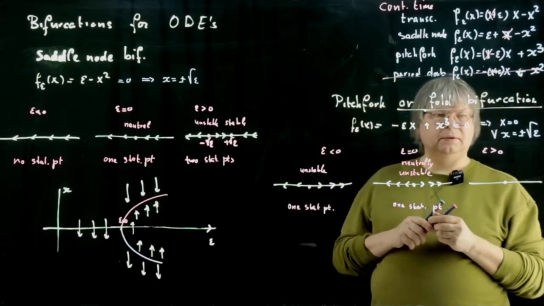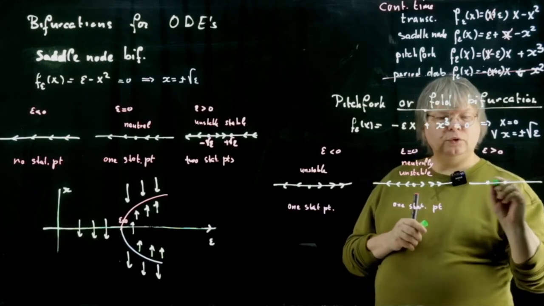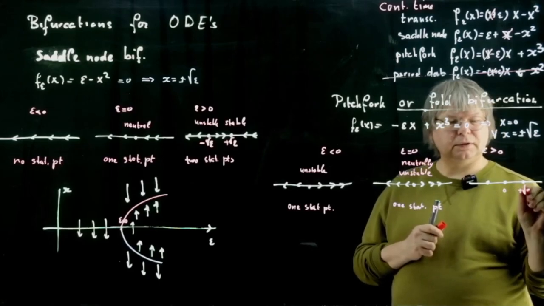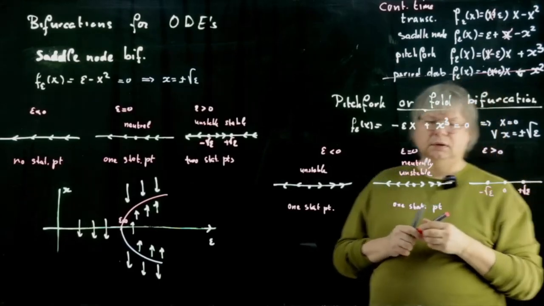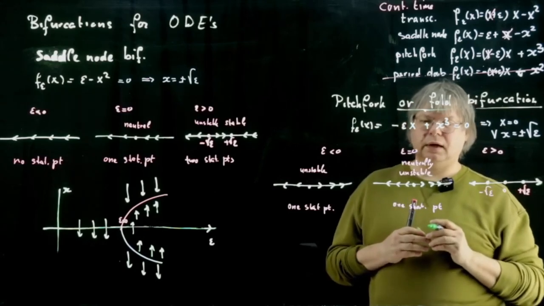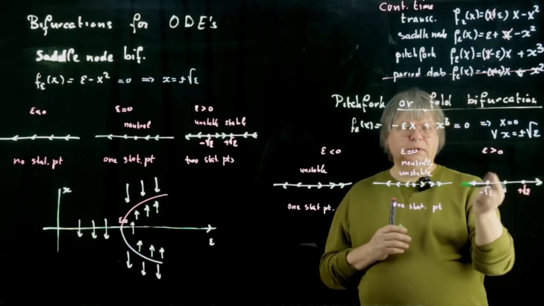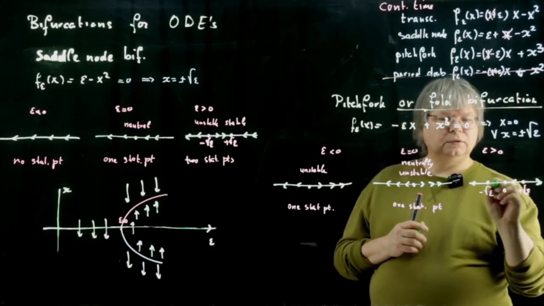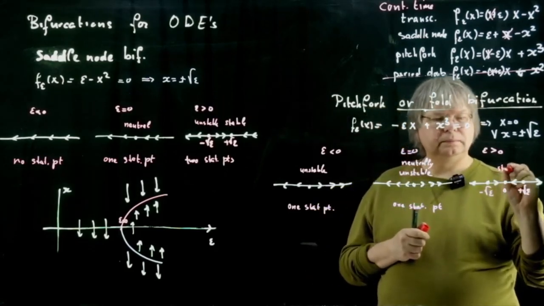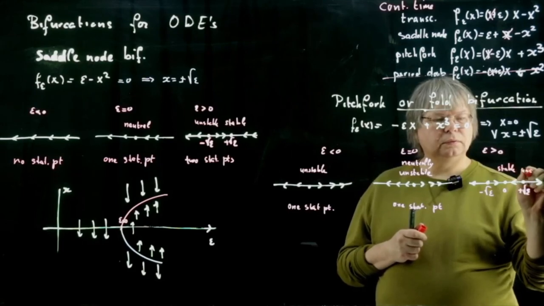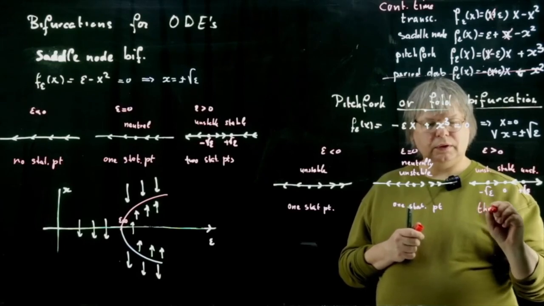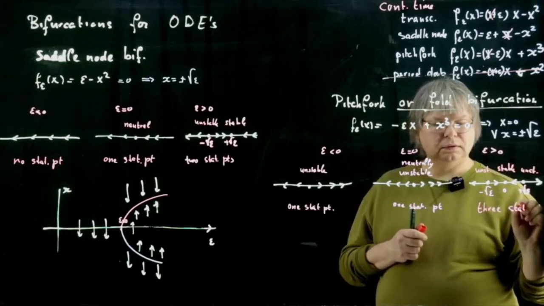And then for epsilon positive, I get two new stationary points. So the old one was at 0, you get one at plus square root of epsilon and one at minus square root of epsilon. And if we now draw the arrows, it's still positive and negative if x is far away from 0. But in between, arrows flip, and we get this one. That means that 0 now is stable. And the other two are both unstable. And indeed, we have now three stationary points.